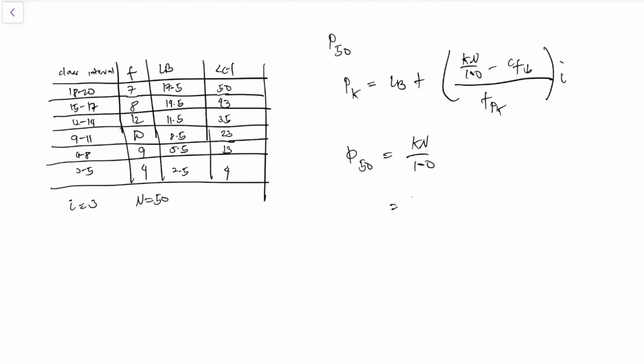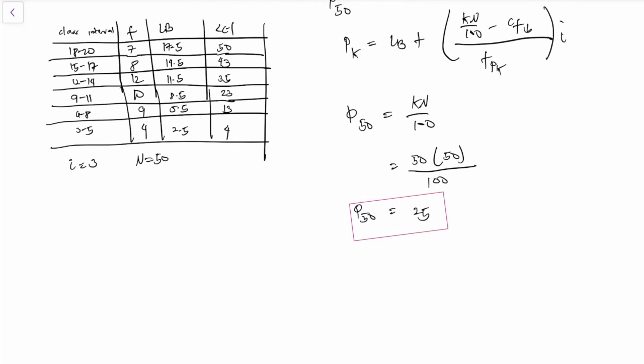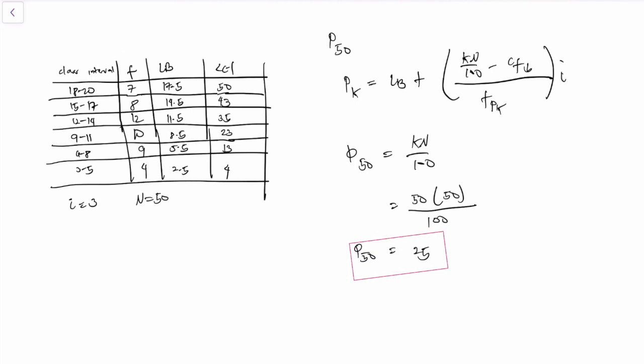K is equal to 50 times n, which is 50, over 100. Now P50 here is equal to, plug into your calculator, 25. Now we will use the value of 25 to find in which cumulative frequency interval it falls. So 25 here, if we look at our cumulative frequency table, falls between 24 to 35. That means that the class interval whose values we should use in our formula is the 12 to 14 interval.